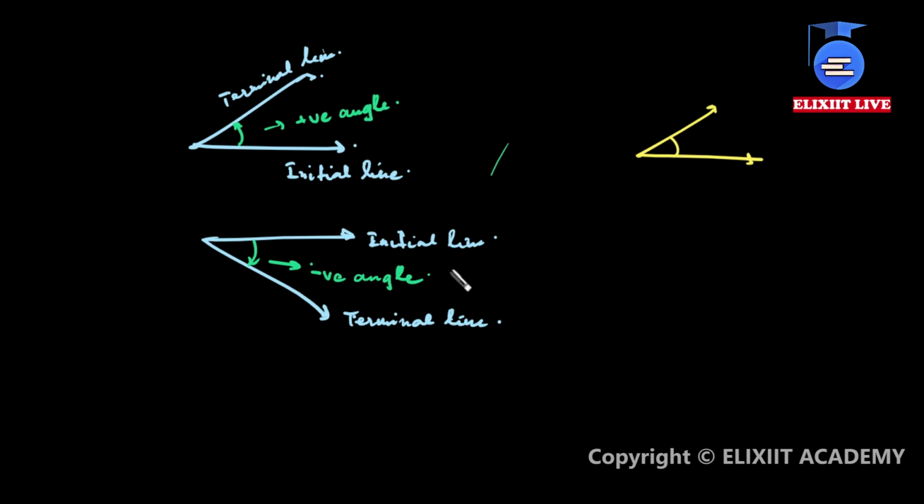I'll explain the deeper meaning of this throughout your trigonometry course. But right now, this is the standard convention we follow: the positive angle is what we consider in the anti-clockwise sense, and the negative angle is what we follow in the clockwise sense. In the clockwise direction, we have a negative angle. Angle is not negative. The direction in which the angle is measured is actually negative.